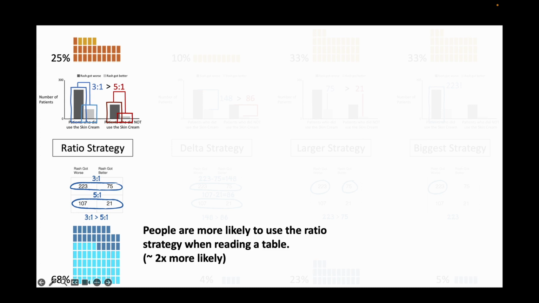The ratio strategy becomes much more prevalent amongst participants who saw the problem presented as a table. Specifically, people who viewed tables were approximately 2 times more likely to use the correct ratio strategy than people who viewed bar charts. This leads to an increase in overall accuracy to find the correct answer.